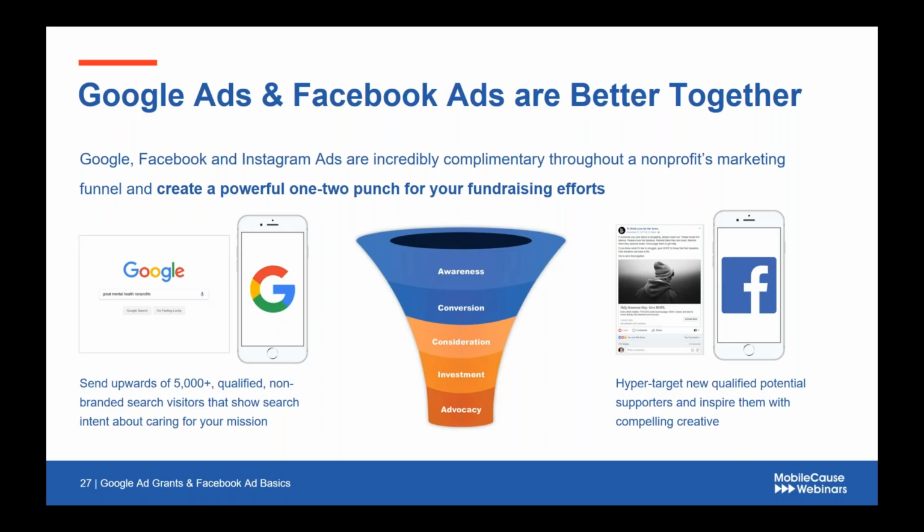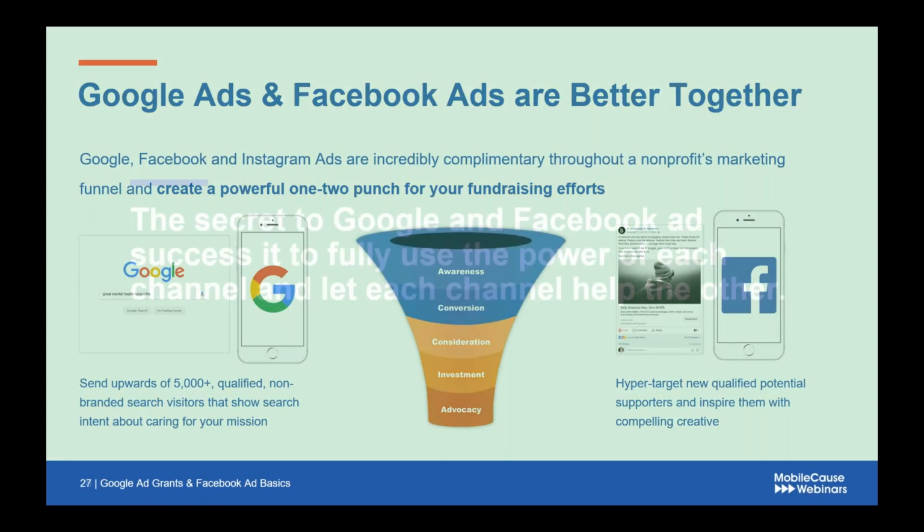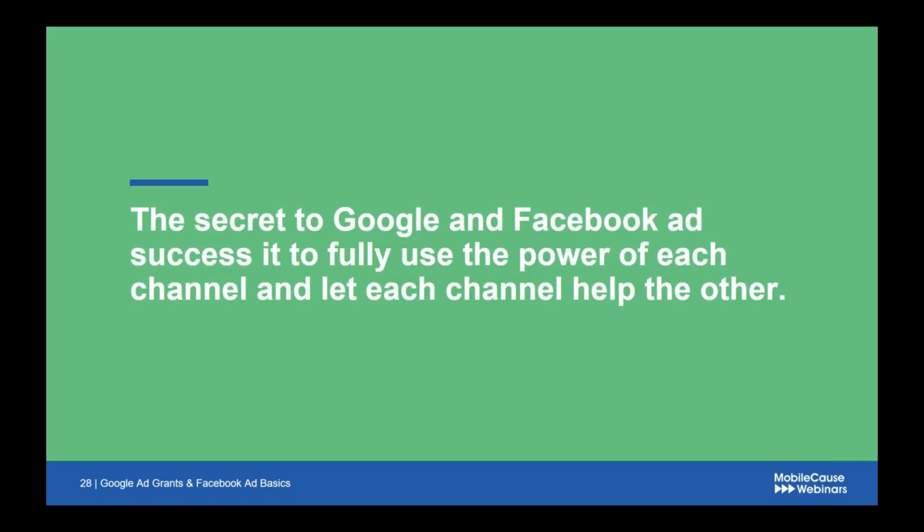And my last point here is just that the speed of technology is only going to continue to pick up, right? The nonprofits that are going to thrive in this era are going to provide value to their audience at scale, and they're not going to be afraid to be practitioners and to test these platforms, and to remember to prioritize their marketing efforts around where people's attention is at today. And the secret to Google and Facebook is really just to fully use the power of each channel and let those channels help each other. It's really this snowball effect that builds over time.